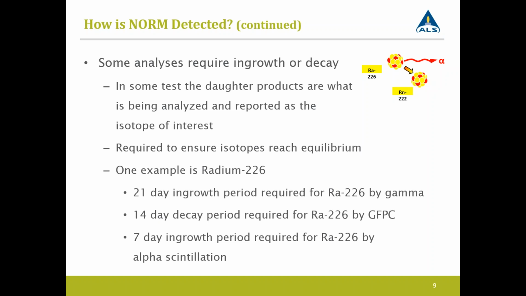When you're doing radium-226 mostly in a water, by gas flow proportional counting, it requires a 14-day period to allow for short-lived isotopes of radium to decay away so that you're looking at the radium-226. To do a water, usually we're going to use alpha scintillation method, and that requires a 7-day ingrowth period to allow for the equilibration of radon-222, which is what is detected by the instrument, and then that result is used to calculate back to the radium-226.